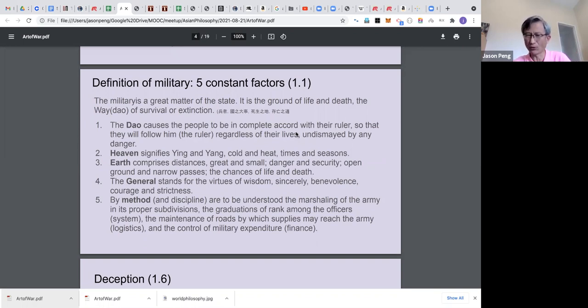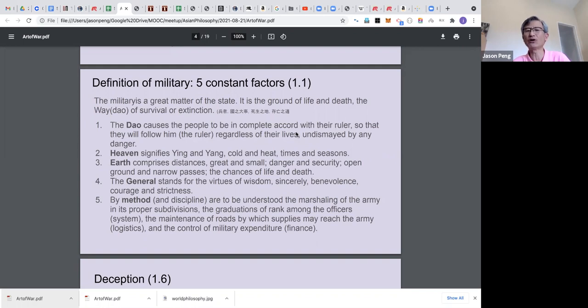And the earth, which we already have. Which country, you are an island, you are a big land, you are in the desert. The earth comprises distance, great and small, danger and security, open ground and narrow passes, the chances of life and death. The number four is the commander, the general, who stands for the virtues of wisdom, sincerity, benevolence, courage, and strictness. So we talk about the quality of the general. Remember, they have some moral teaching, not only wisdom, sincerity, and benevolence. That benevolence is also important. That's in the Confucius teaching.